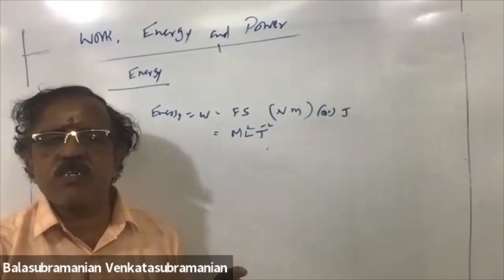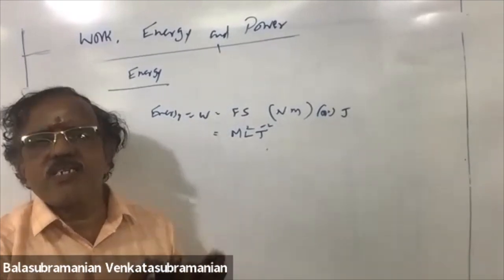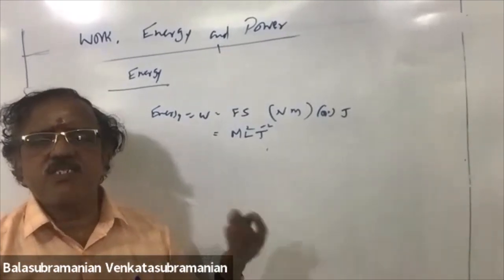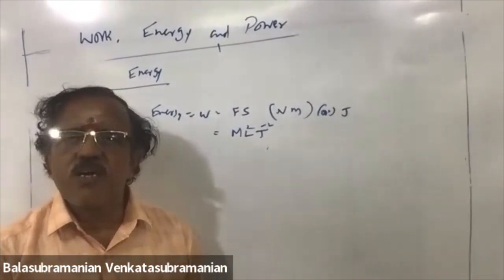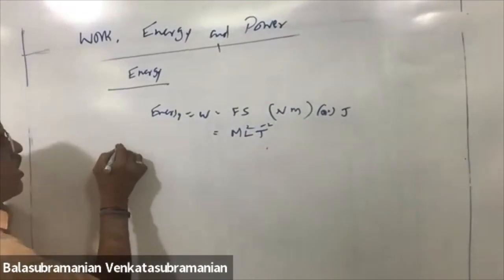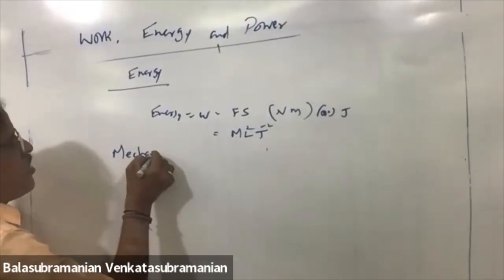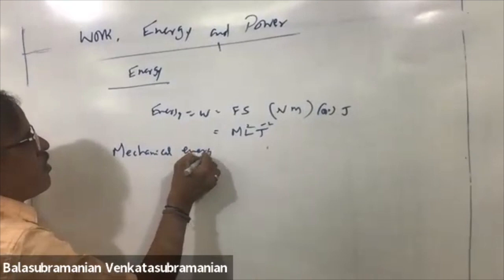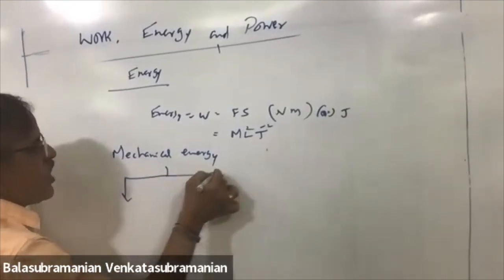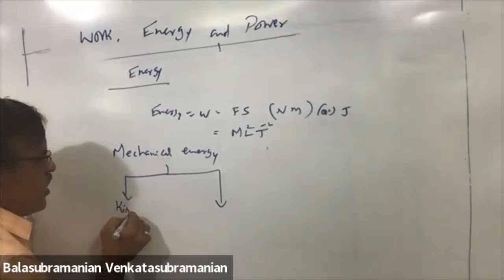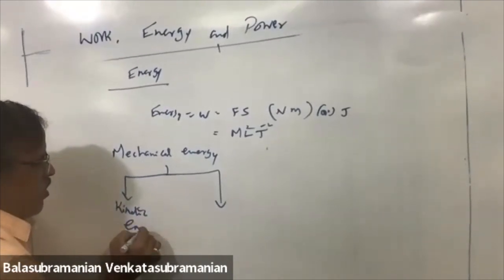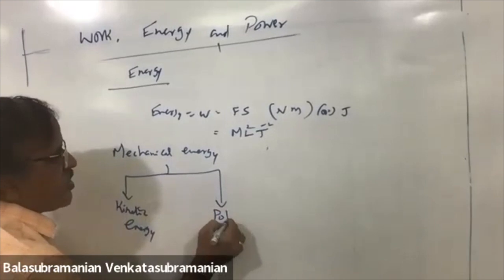Energy we have in many types: heat energy, light energy, nuclear energy, chemical energy. You have various forms of energy. Here we are going to focus only on mechanical energy. Mechanical energy has two types: kinetic energy and potential energy.